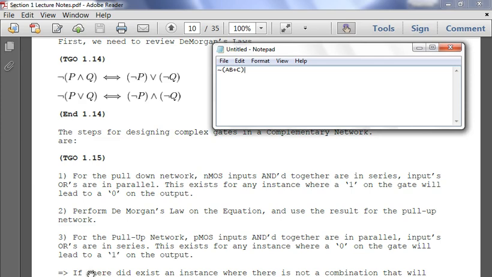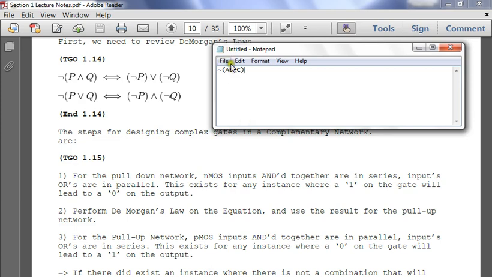At the bottom here, there does exist an instance where there is not a combination that will create the output. In that case, invert the function, perform the steps, and then add an inverter on the output. We'll have an example where that is the case. Then you perform De Morgan's law.